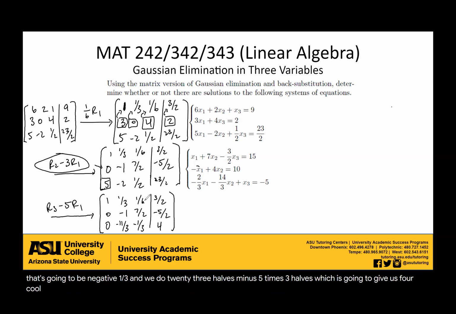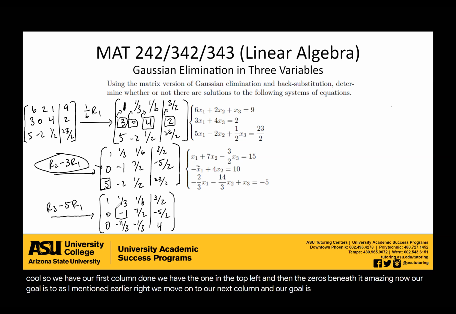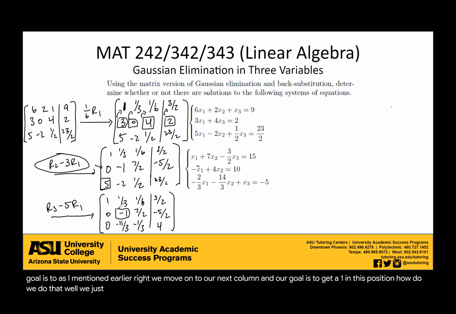Cool. So we have our first column done. We have the 1 in the top left and then the zeros beneath it. Amazing. Now, as I mentioned earlier, we move on to our next column, and our goal is to get a 1 in this position. How do we do that? Well, we just got to get rid of the negative, right? So I'm going to continue it up here: negative of row 2.